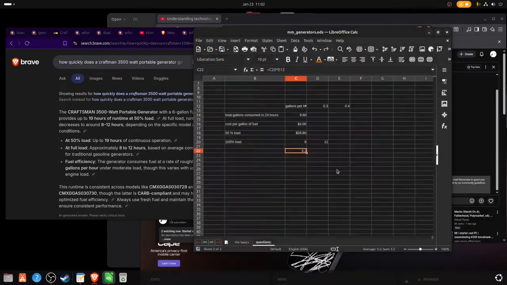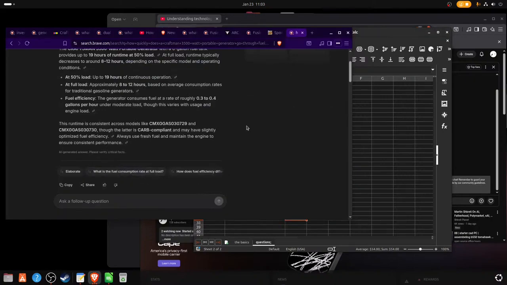I should just write this stuff down. 6-gallon tank, 8 hours. This is the 100% load thing. So we're going to go through 6 gallons in 8 hours. I'll just do the money first. 6 times 3, so that's 18 bucks in 8 hours. And then for 24 hours, that would be this times 3. All right, so 54 bucks to run it 24 hours.